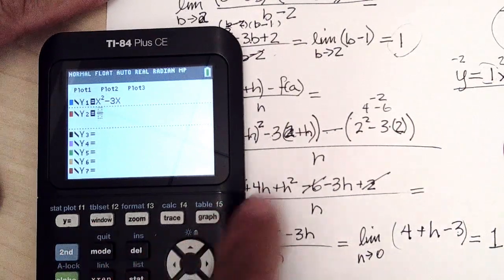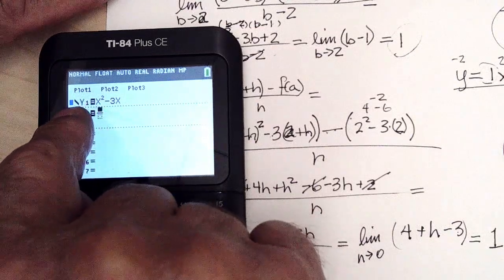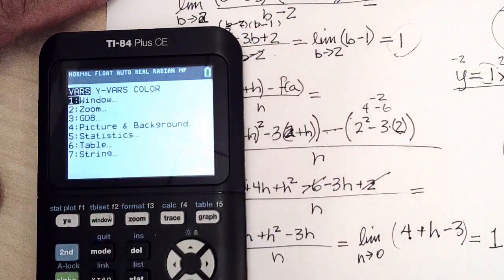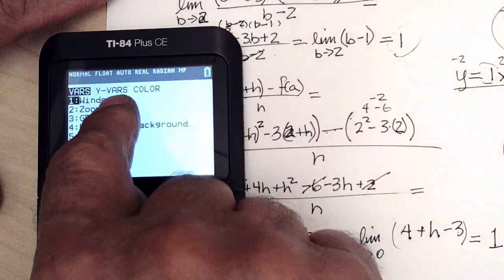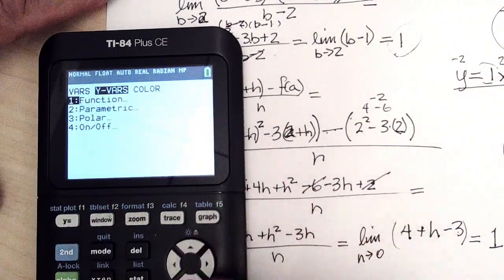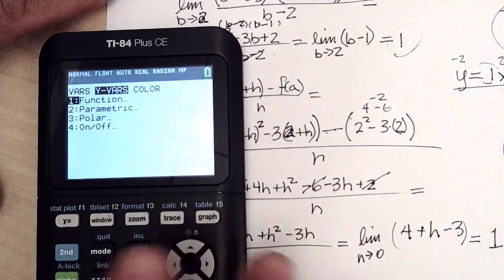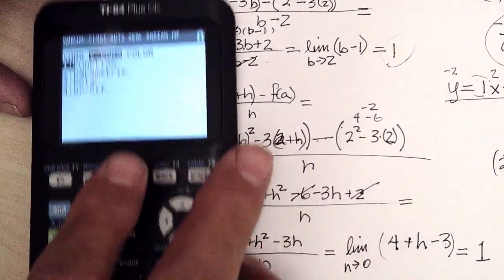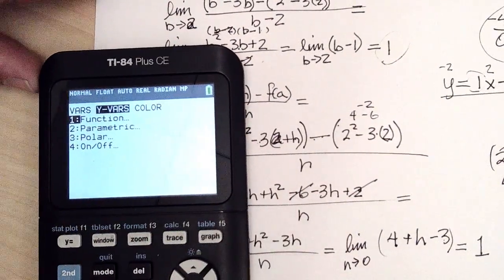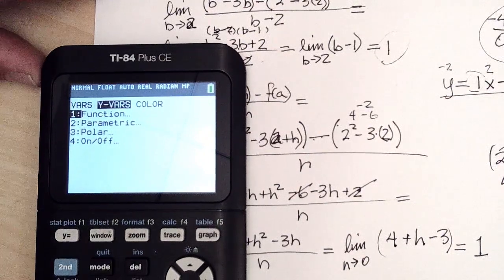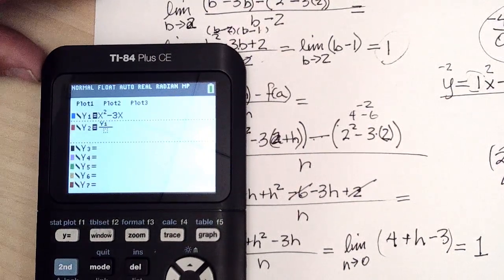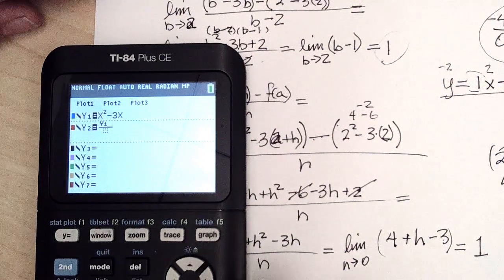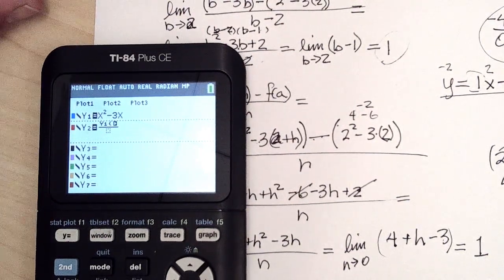I want to put in f, which in this case is called y1. So I go to vars, y variables. The vars button is just under the arrows: vars, y variables, function. I press enter, and then I get y1 with a.